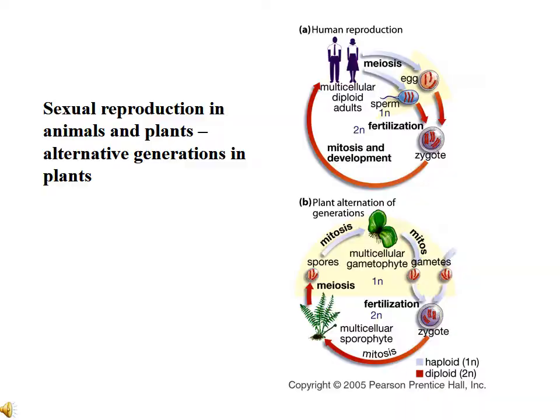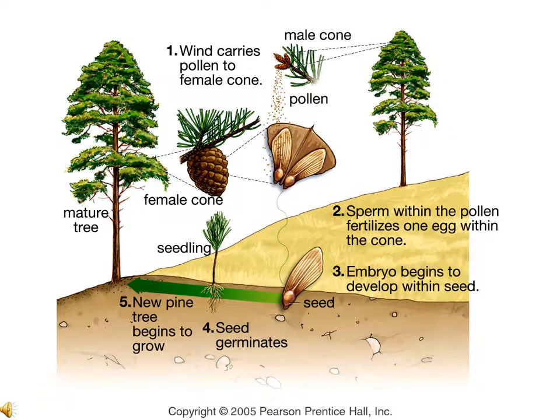When we look at cone-bearing plants, an interesting point I want to make is that cone-bearing plants produce both male cones and female cones. Pollen that is produced by the male cones, of course, fertilizes female cones, producing the process, as you can see in this slide, forming a mature plant.